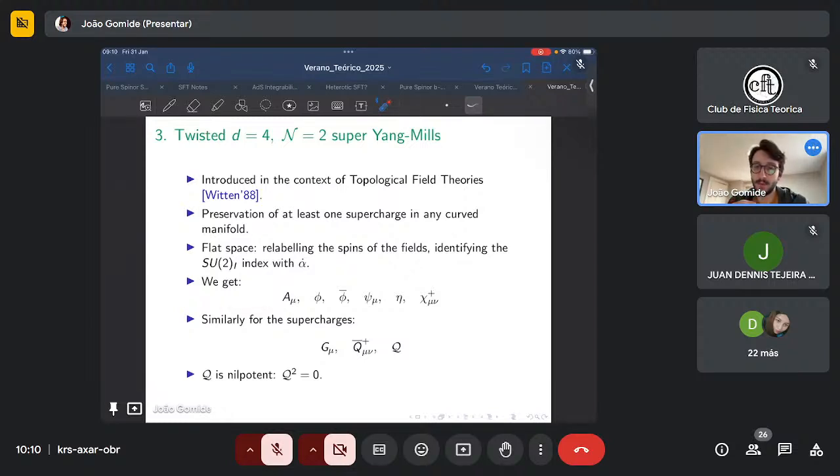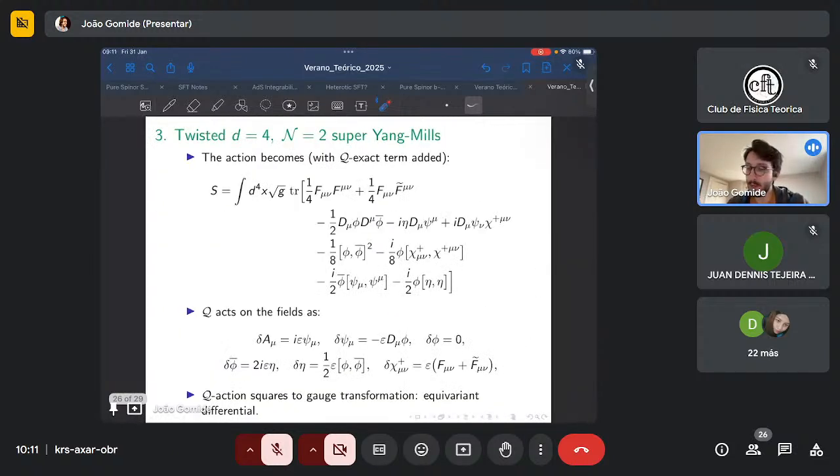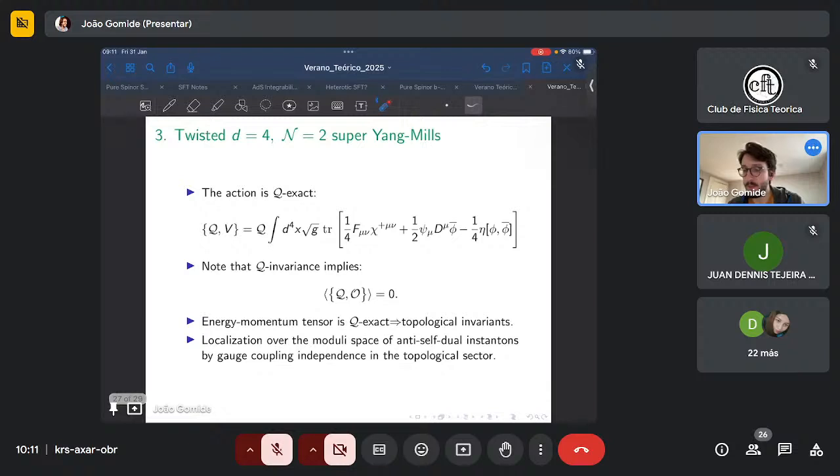And the cute thing about this modified theory is that you have the field content that we had before, but you reshuffle them, recombine them, they are reorganized in different fields. And this action can be written as a Q exact term. So it is this Q supersymmetry, scalar supersymmetry, times an expression gives you the action. The fact that you can write the action this way and that the theory is invariant under this supersymmetry just gives you a lot of power.